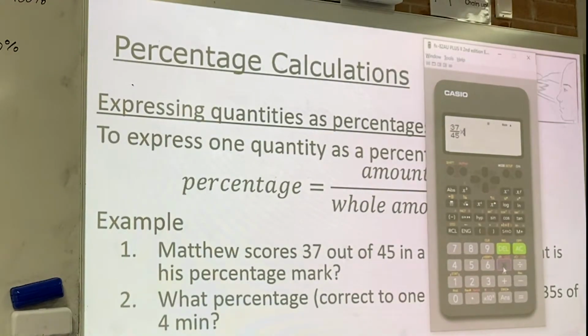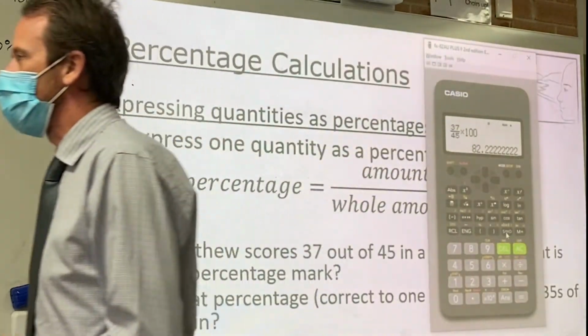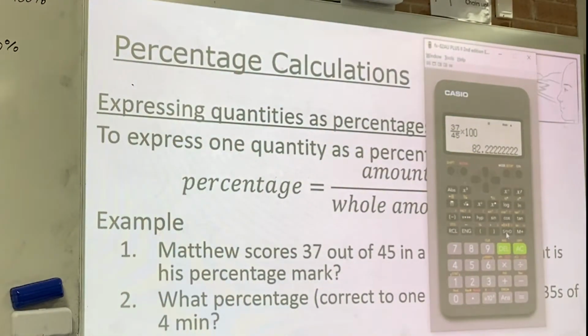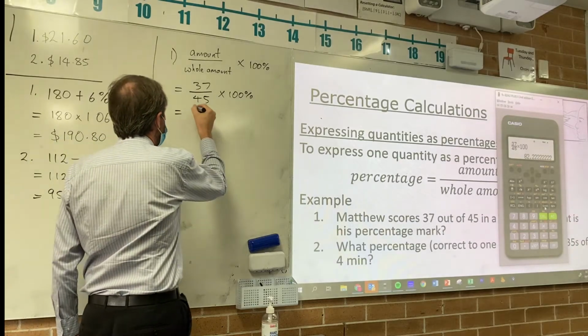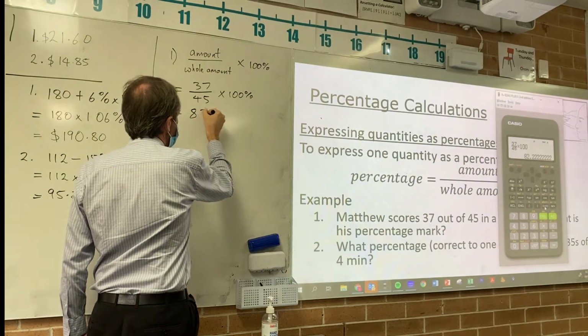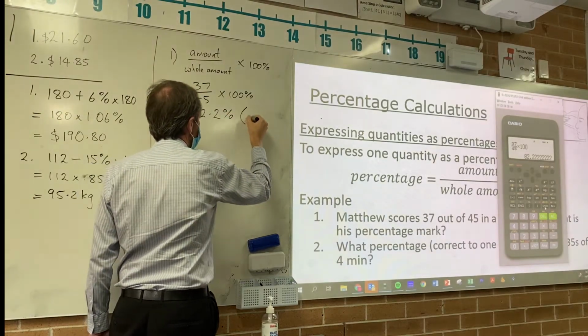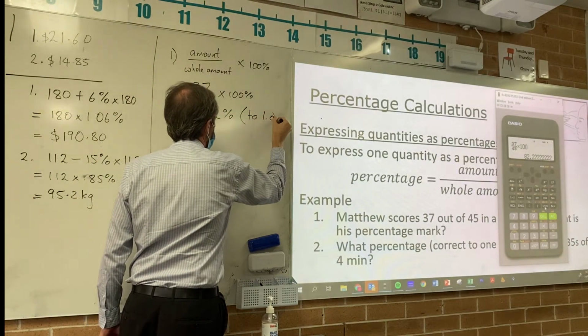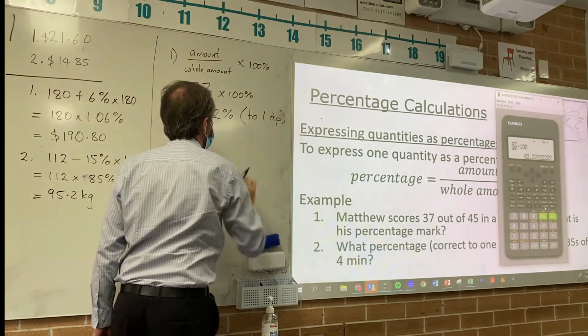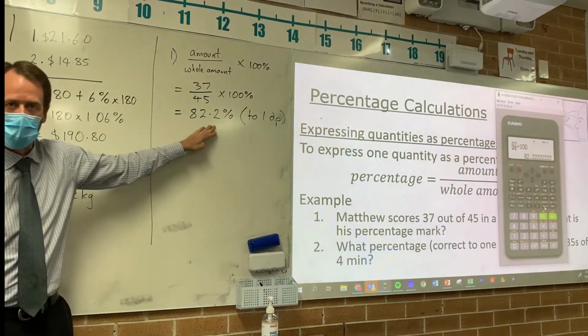Times 100, equals. I don't like that number, so let's change it to a decimal. And what do I get? 82.2222222. It looks like it's 82.2 recurring. Normally when you're doing percentages like this, you don't really want to go beyond one decimal place. So I might write to one decimal place to show that I've rounded it off.